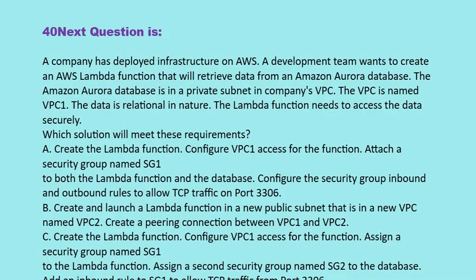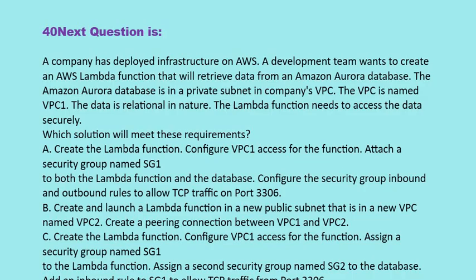Question is a company has deployed infrastructure on AWS. A development team wants to create an AWS Lambda function that will retrieve data from an Amazon Aurora database. The Amazon Aurora database is in a private subnet in a company's VPC. The VPC is named VPC1. The data is relational in nature. The Lambda function needs to access the data securely. Which solution will meet these requirements?